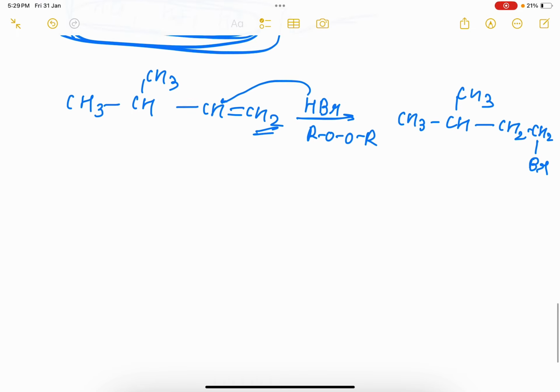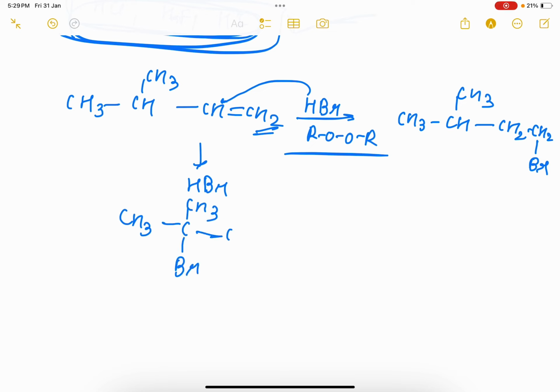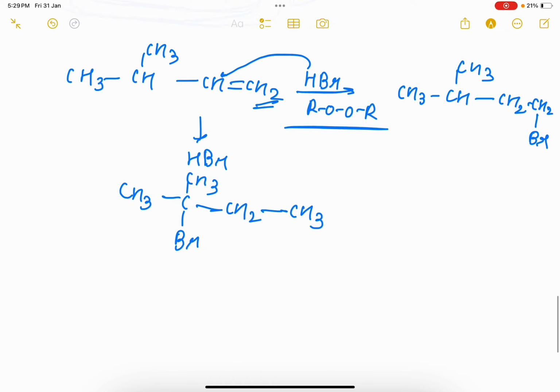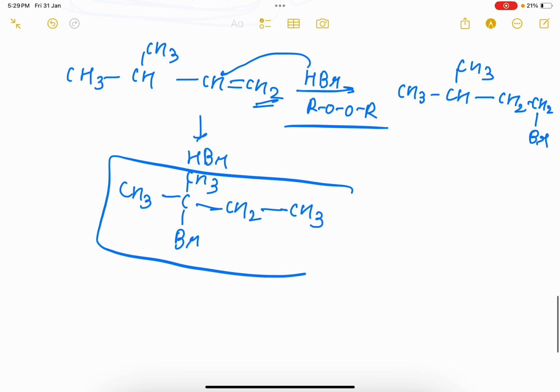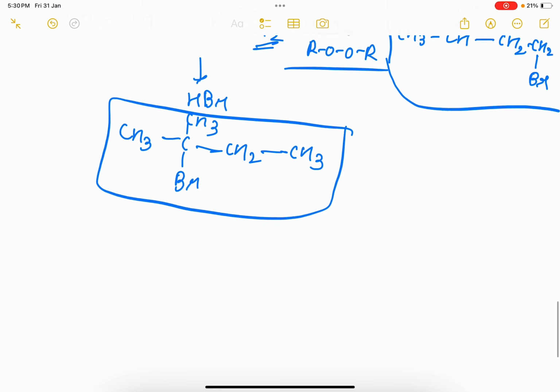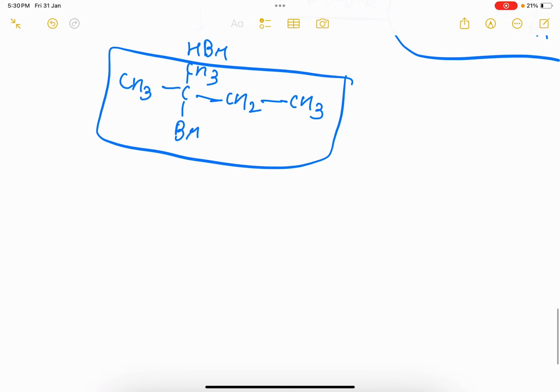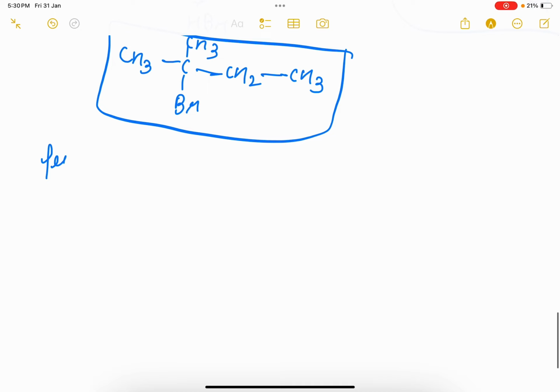But if this reaction takes place according to Markovnikov, or in the absence of peroxide, the final product is CH3 CH3 Br CH2 CH3. So after the rearrangement, this is our final product according to Markovnikov, and this is the final product according to anti-Markovnikov. So anti-Markovnikov follows free radical mechanism.